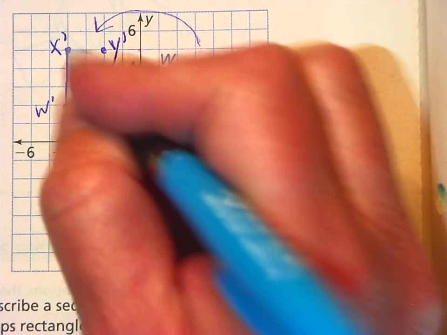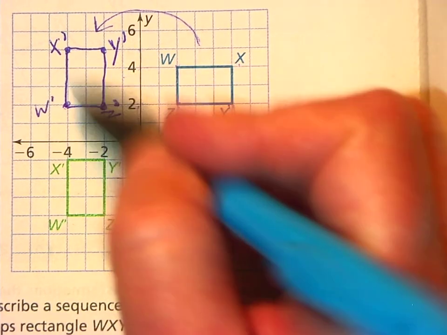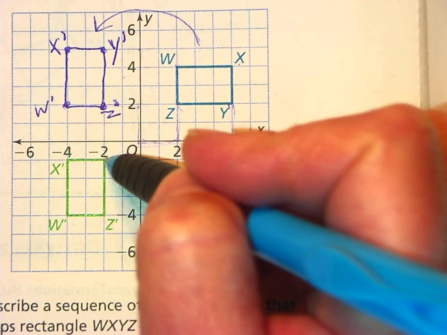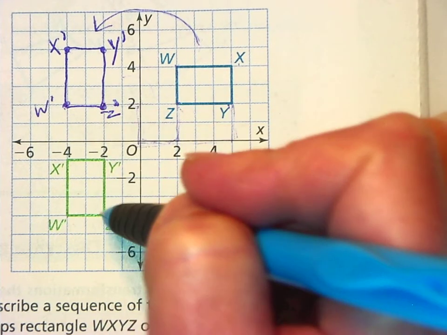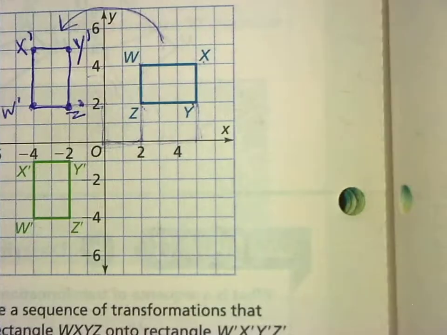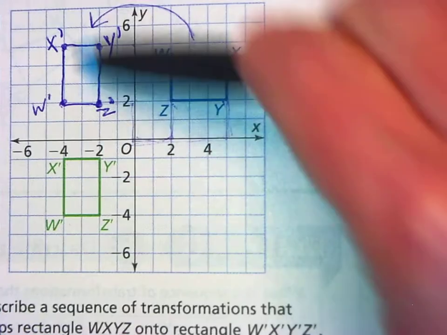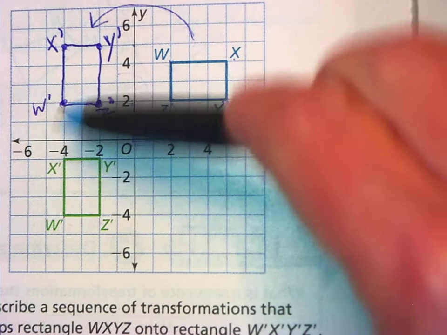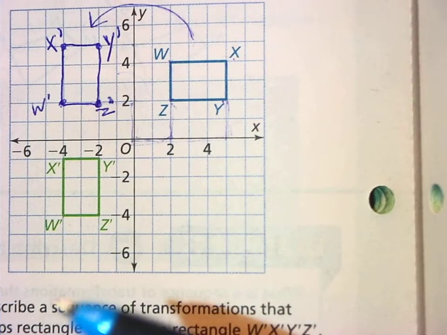If I connect the dots, you can see now they're facing the right way. X has to land on X prime, Y has to land on Y prime, W has to land on W prime, Z has to land on Z prime. Now it looks to me like I could just slide this into place. Top left, bottom left, all the points will line up exactly where they should go.